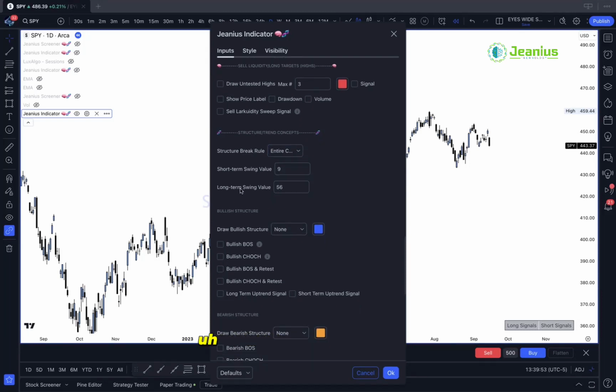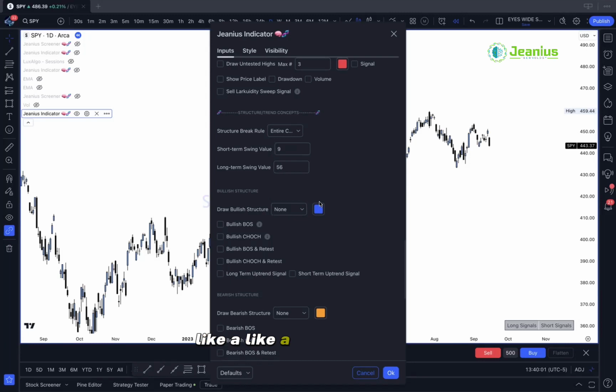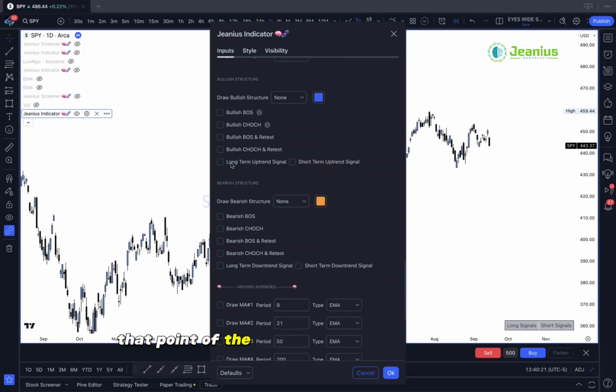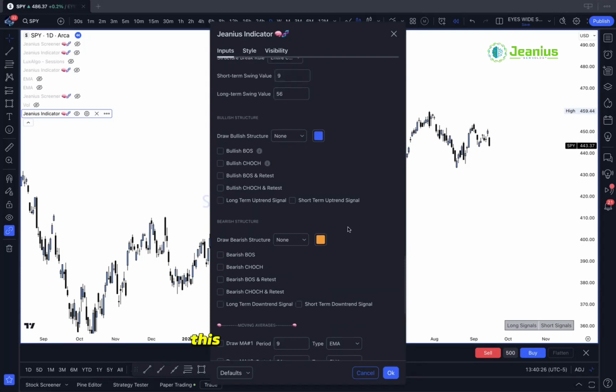Then you have your short-term and long-term swing value. It's pretty much calculating like a moving average, using the last few candles to calculate the overall swing value, whether that's on a long-term or short-term trend. This helps when it comes to that point of the indicator where you're setting your long-term and your short-term trend. This is very important for you.